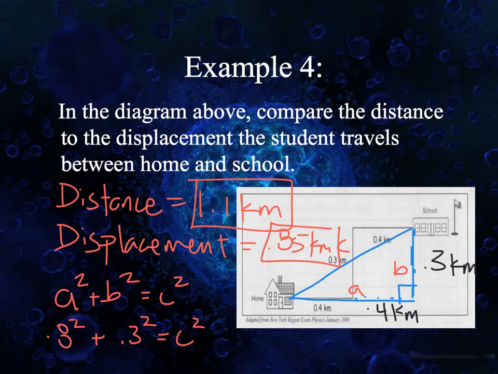So a lot of times our displacement is going to be either the same as our distance or significantly shorter because you're taking that shortcut, that straight path back to where you started.